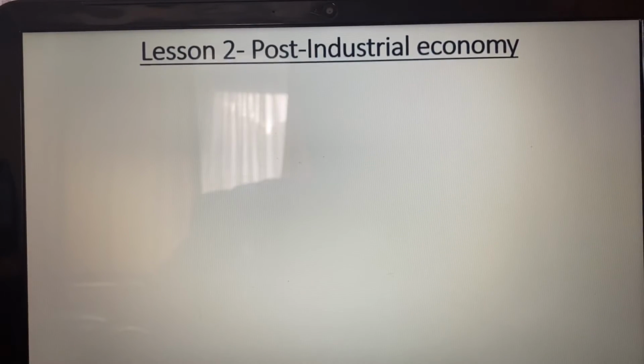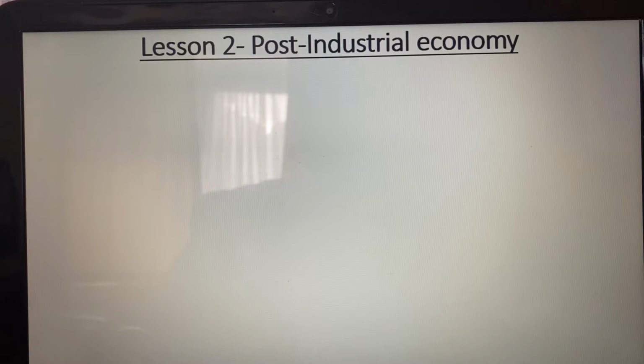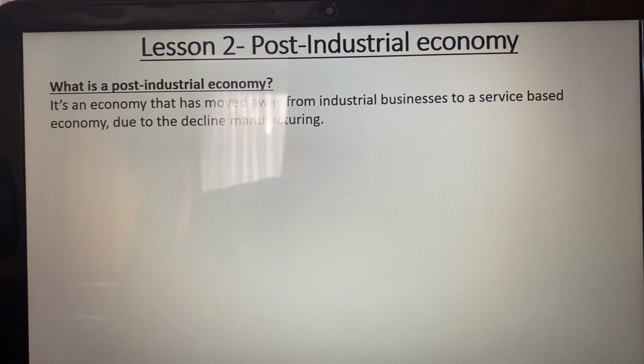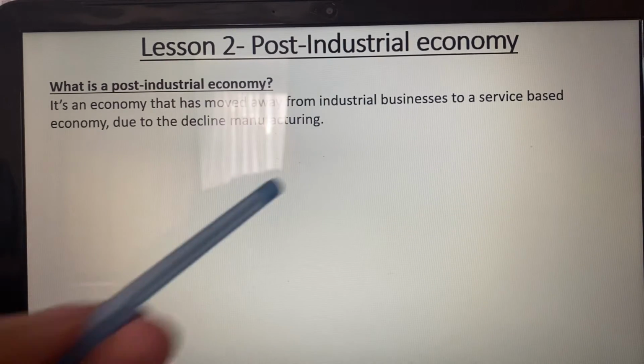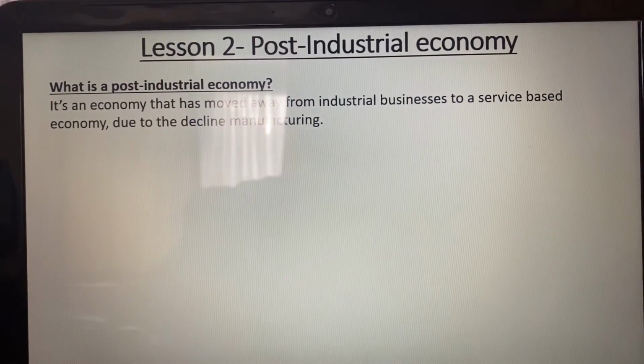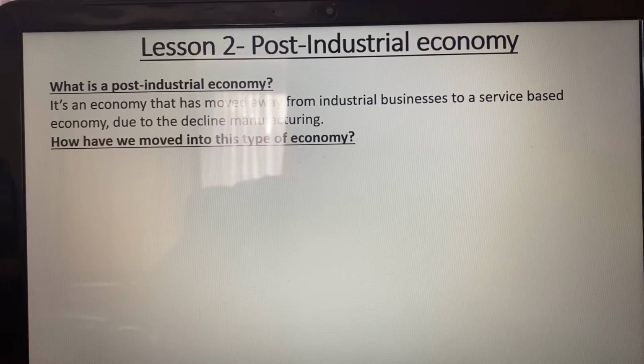Right, let's have a quick look at lesson 2 very quickly. Post-industrial economy. What is a post-industrial economy? It's an economy that is more focused on a service-based economy, not a traditional secondary sector industrial business economy. And this has happened because there's a decline in manufacturing. So how have we moved into this type of economy?